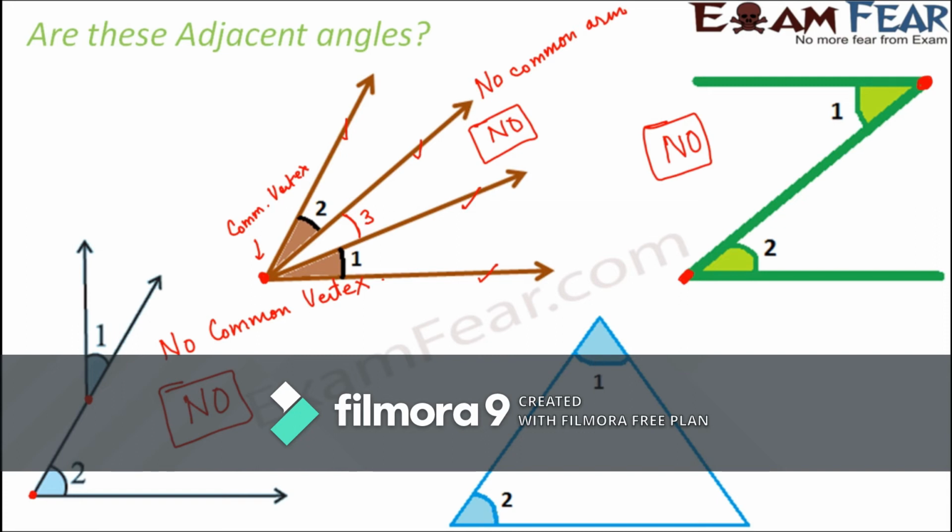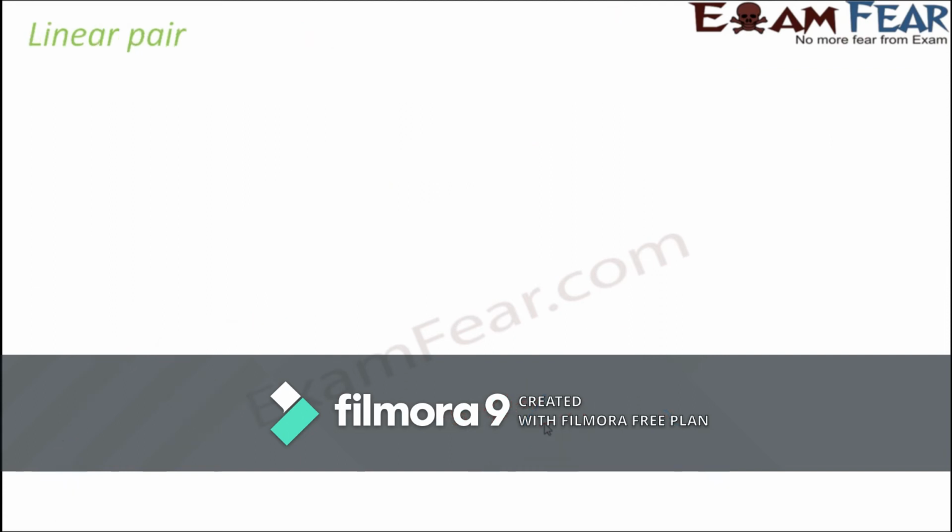What do you say? Angle 1 and 2, are they adjacent angles? Not again, because here also if you look at this angle, this is the vertex. You look at this angle, this is the vertex. So they do not have a common vertex. Therefore, these are also not adjacent angles. So you see, looking at the figures, you will have to determine whether they are adjacent or not. The important thing to remember is these three conditions: common vertex, common arm, no common interior points.